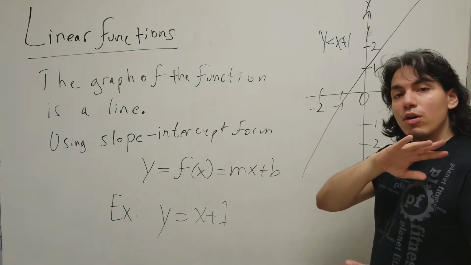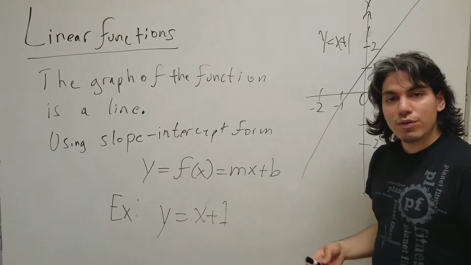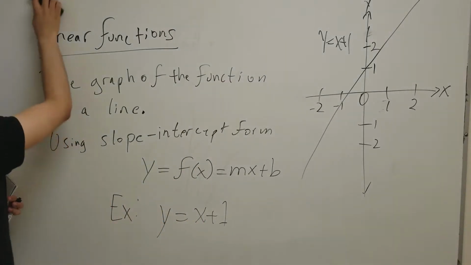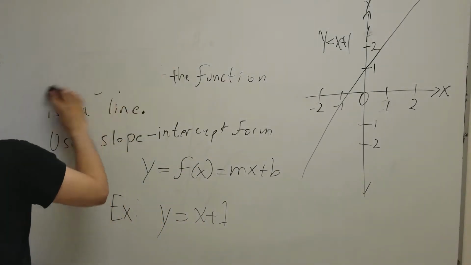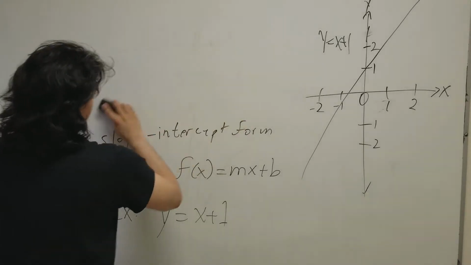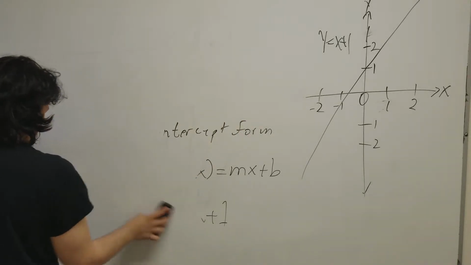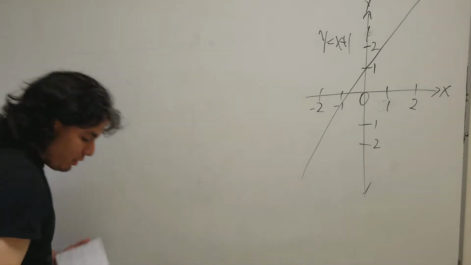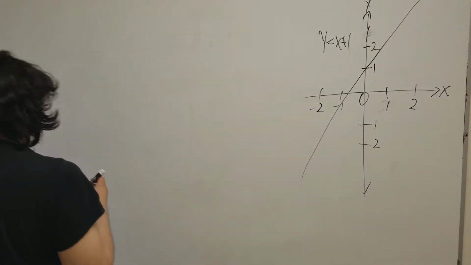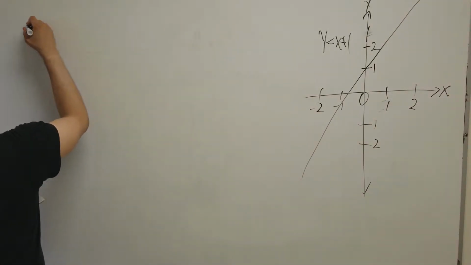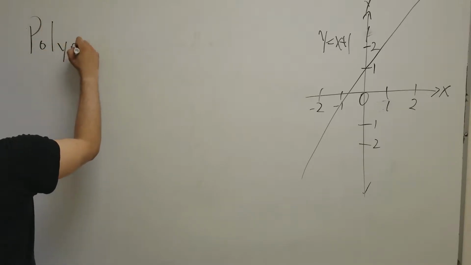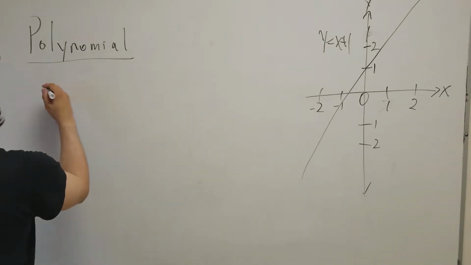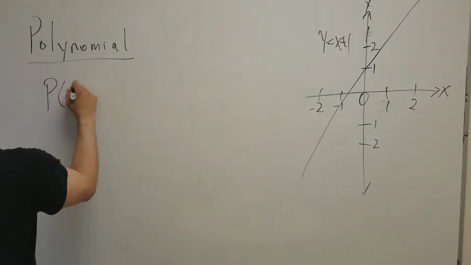But there are a whole slew of other functions that we can go over right now. We're going to talk about now a polynomial. So what is a polynomial? Some of you might know what it is. Some of you might have heard the name before. A polynomial is considered a function. I know you've seen this before in your algebra course, but this is actually a function.